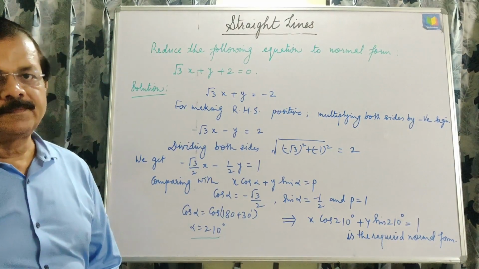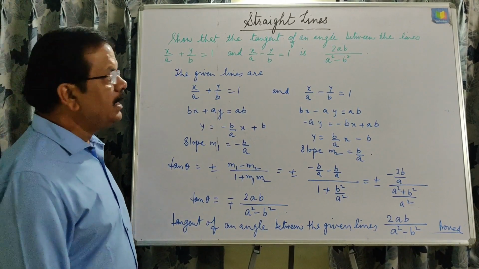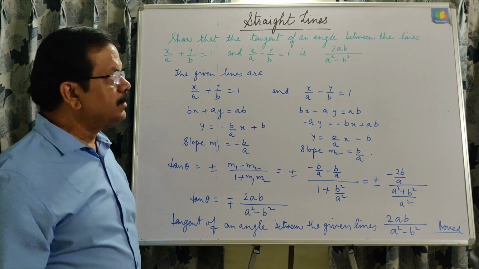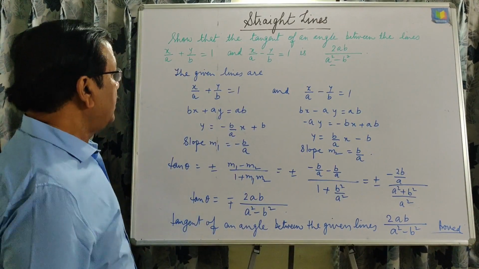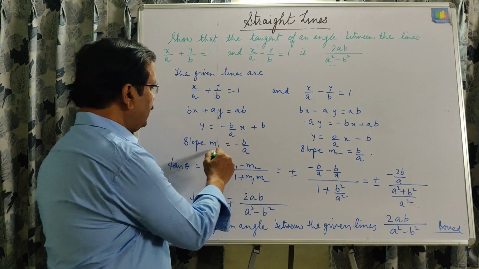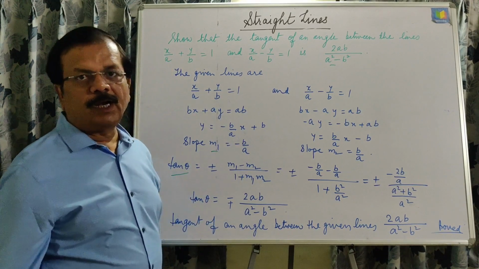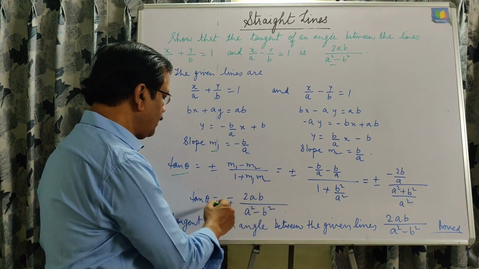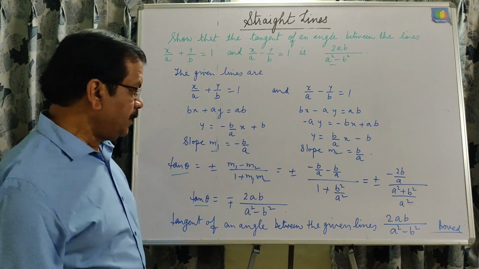Now next question: show that the tangent of an angle between the lines x upon a plus y upon b is equal to 1 and x upon a minus y upon b is equal to 1 is 2ab upon a square minus b square. First of all we will write the given lines in terms of y is equal to mx plus c, and then we can find the slope of both the lines. Then applying the formula tan theta is equal to m1 minus m2 upon 1 plus m1 m2 and putting in the values, we are getting tan theta is equal to 2ab upon a square minus b square.